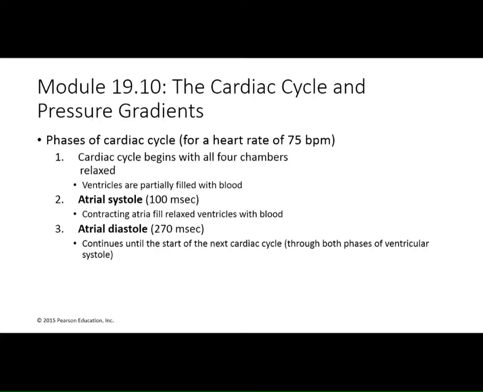Now, here are those numbers again. Again, the average cardiac cycle is going to be every 0.8 seconds. That equals a heart rate of 75 beats per minute. How do we get that? 60 divided by 0.8, right? That is equal to 75 beats per minute.